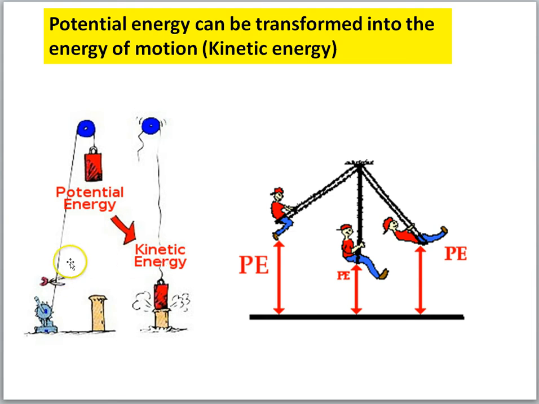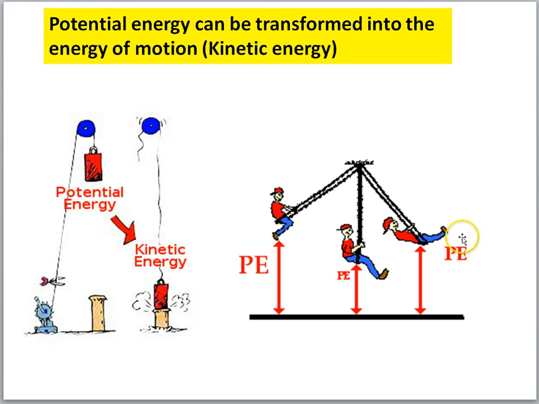So what's happening when we cut the rope is the potential energy is being transformed into kinetic energy, the energy of motion. The higher the object is above the surface of the Earth, the more potential energy it would have, because if we were to cut the rope, it would have a greater speed when it finally hit the Earth.